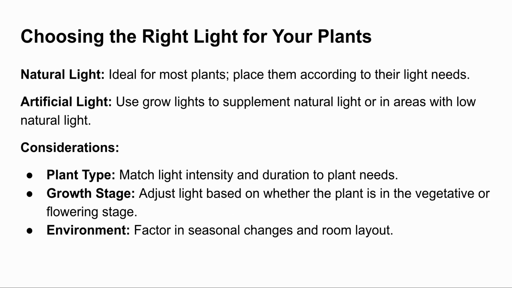So, how do you choose the right light for your plant? In general, natural light is best as long as you can get enough brightness and duration of natural light. I suggest adding artificial light seasonally or on an as needed basis to supplement natural light, or if you really want a plant in an area that has low natural light. Remember to match your light intensity and duration to the specific plant's need.